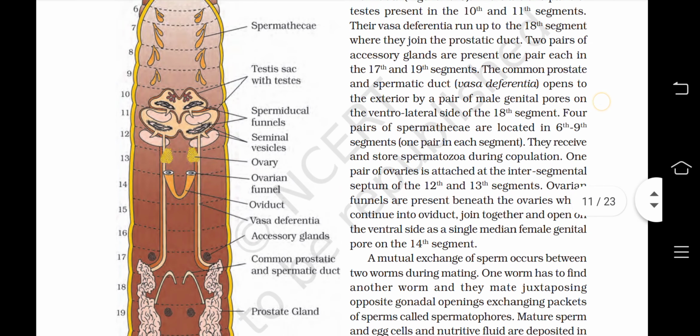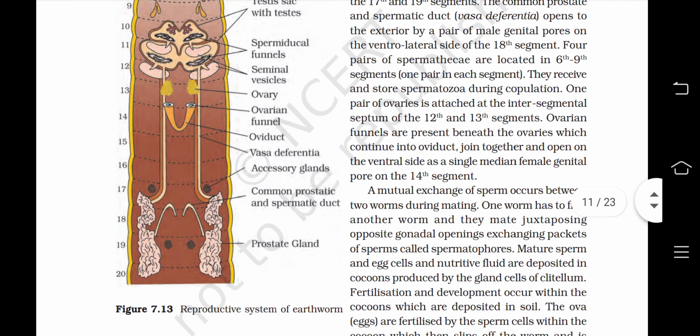Four pairs of spermatheca are located in 6th to 9th segments, one pair in each segment. They receive and store spermatozoa during copulation. One pair of ovaries is attached at the intersegmental septum of 12th and 13th segments. Ovarian funnels are present beneath the ovaries which continue into oviduct, joined together and open on the ventral side as a single median female genital pore on the 14th segment.